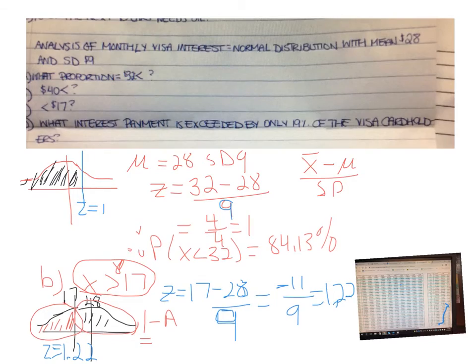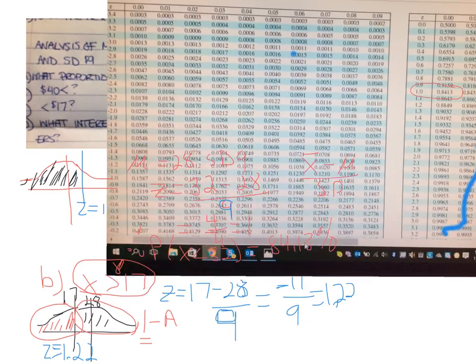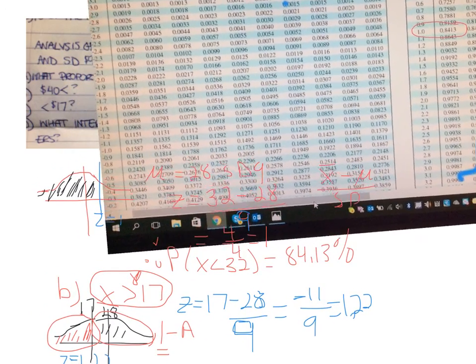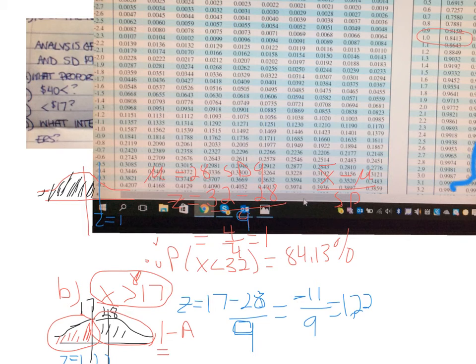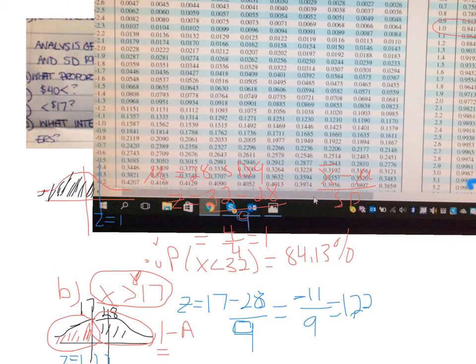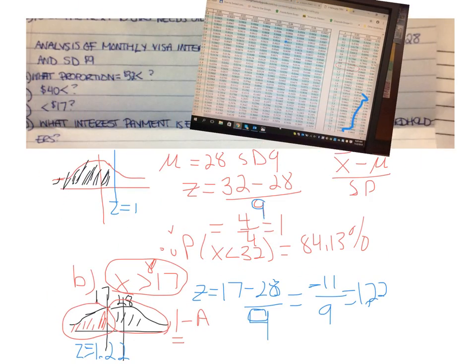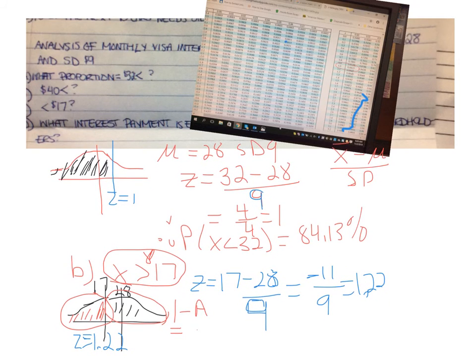So let's take a quick look at our chart for negative 1.22, if we can find it on here. Negative 1.22 is, this is 1.2, 1.21, 1.22. It looks like 0.1131. And so we're going to have a probability of 11.21%, but that's to the left, okay?